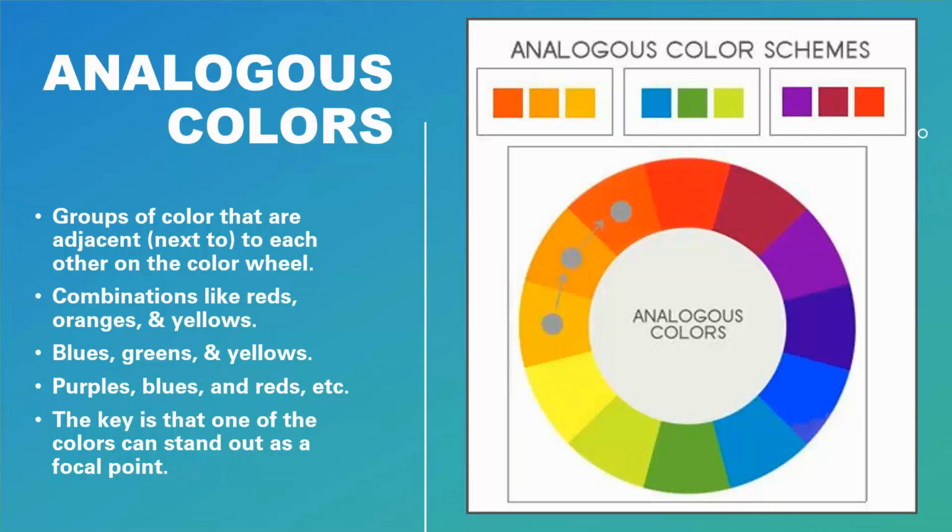Also, if your focal point was blue and the background was green and yellow, that would still stand out because they're different enough. Purples, blues, and reds. So if your focal point was red, but the background was purple and blue, it would stand out. So the key is that one of the colors can stand out as a focal point next to the background. So they can be similar. So I know some students might want to choose a flower and have the flower be pink and the background be red and purple. Well, that works. Even though they're similar colors, the focal point is different enough that it stands out.